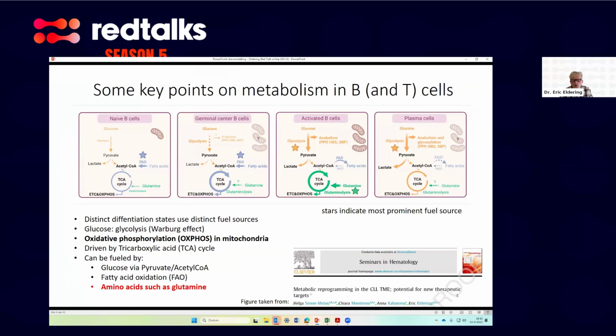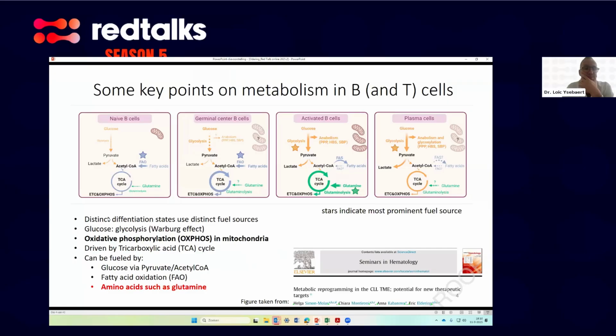Now, still part of the introduction, some key points on metabolism in B cells, but also T cells. They are listed on the bottom of the screen. Can you see, let me see. Do I have a pointer? No, I don't. Okay, can you see my pointer?